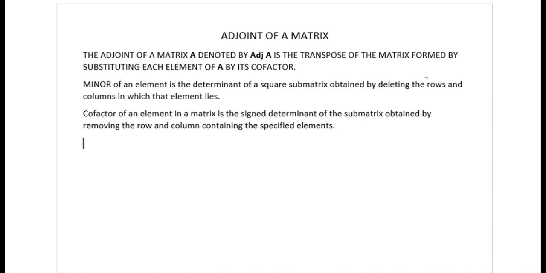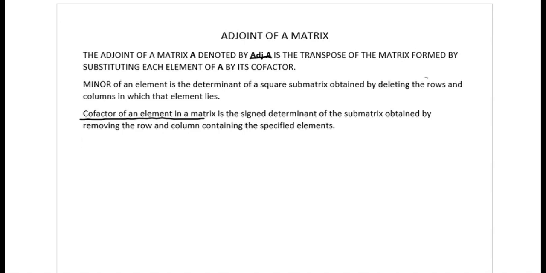Here I said the adjoint of a matrix A, denoted by this adjoint A symbol, is the transpose of the matrix formed by substituting each element of A by its cofactor. Which means the first thing we are going to do, when given a square matrix of size 3 by 3, is to get its cofactors. The cofactor of an element in a matrix is the signed determinant of the submatrix obtained by removing the row and column containing the specified element.